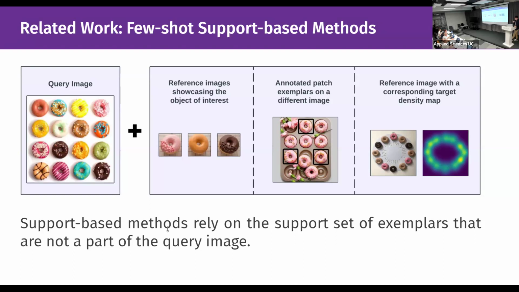This support set could be different. It could contain, for example, reference images showcasing the object of interest or object templates. We could also use annotated patch exemplars, but annotate them on a different image. And support sets could also comprise a pair of reference image with its corresponding target density map to specify the object of interest.